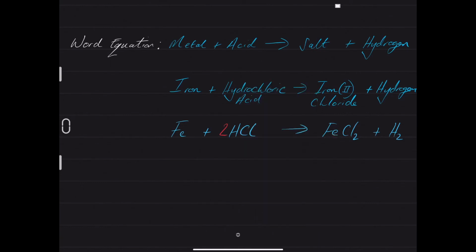But the equation is still not complete, because in any equation, specifically when we're dealing with symbol equations and chemical reactions, we have to know the state symbols. Iron is a solid at room temperature. We're dealing with state symbols when the conditions are at room temperature, at standard conditions. Iron is solid. HCl, hydrochloric acid.